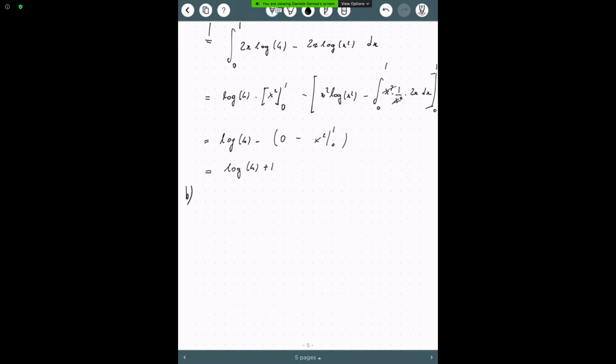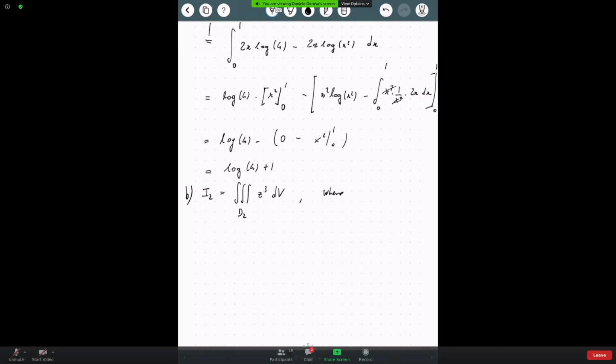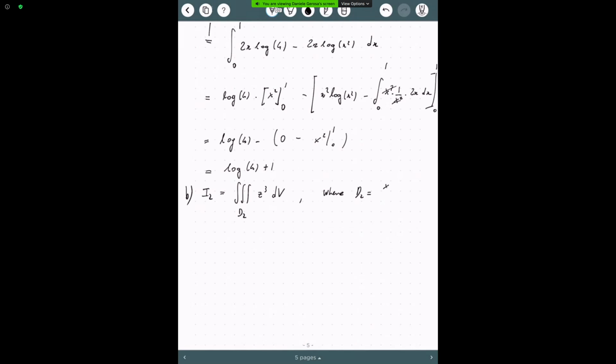The second integral to be calculated is a triple integral, I2. So this is equal to this, where D2 is equal to the domain given by this set of inequalities.